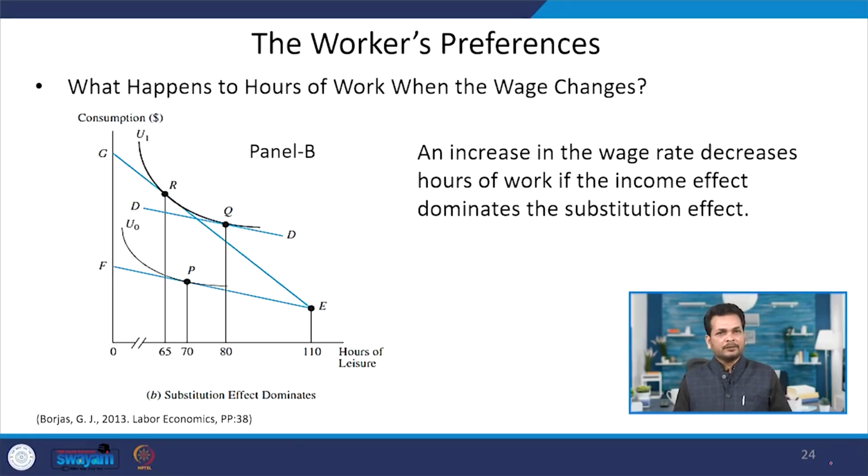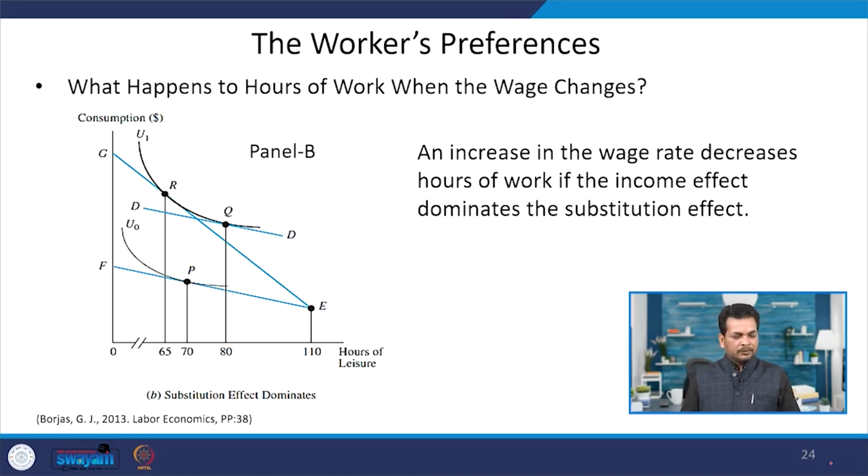of work. As you can see in the figure in panel A, the decrease in the hours of work generated by the income effect, which is 10 hours, exceeds the increase in the hours of work associated with the substitution effect of 10 hours. So, in panel A, the stronger income effect leads to a negative relationship between hours of work and the wage rate. What will happen if these two effects work in the opposite direction? That is the situation in panel B.